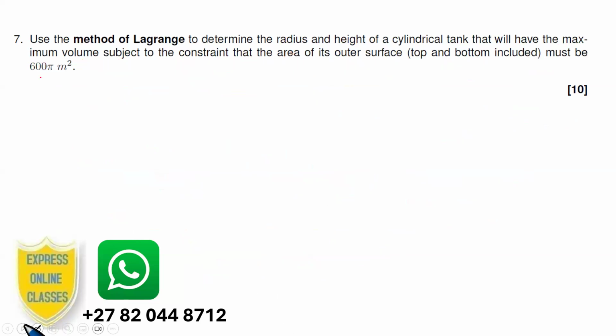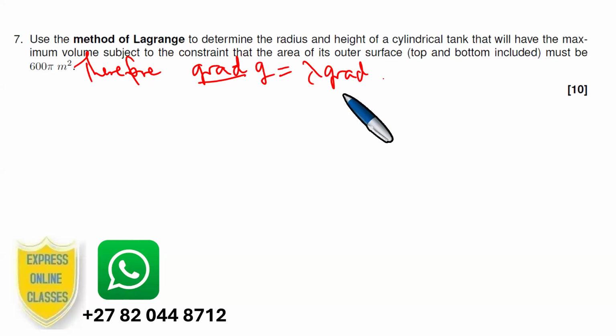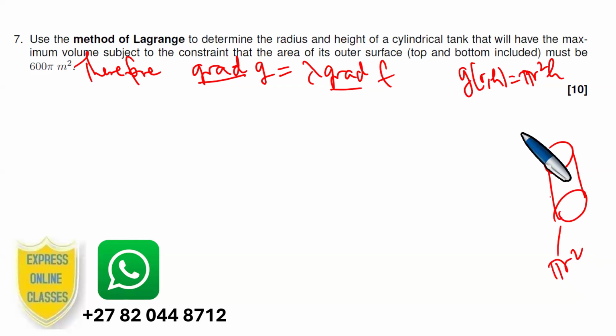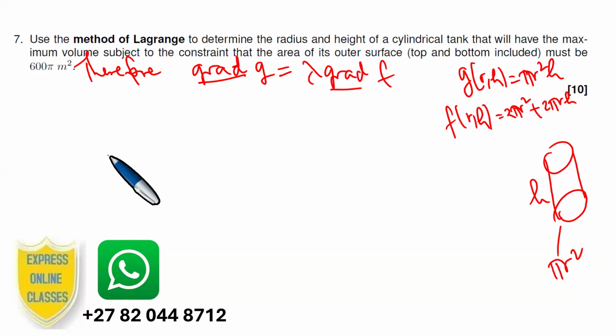Therefore, when we're dealing with the gradient of G, which is lambda the gradient of F, G of r, h is pi r squared h, which is like volume. Because the tank that is given like this, the base is a circle, pi r squared, times the height. F of r, h is 2 pi r squared plus 2 pi r h.